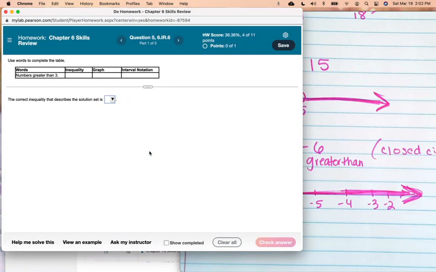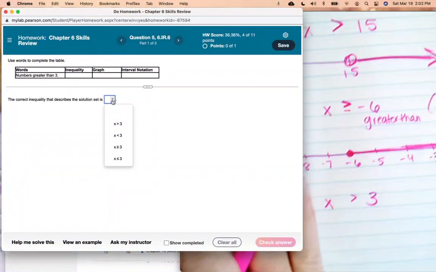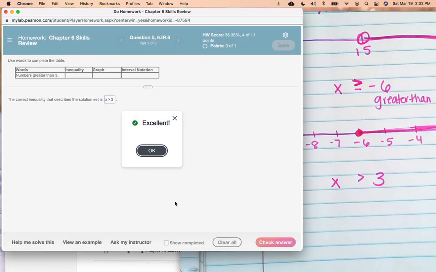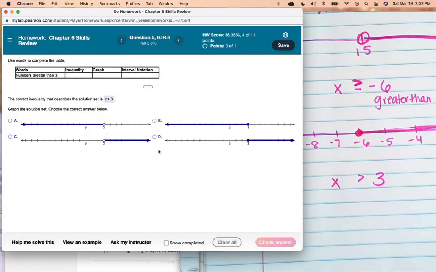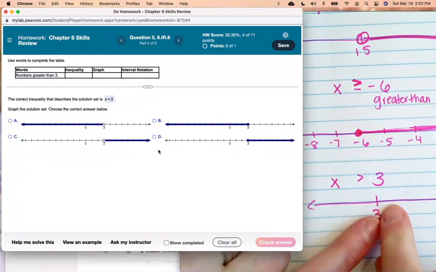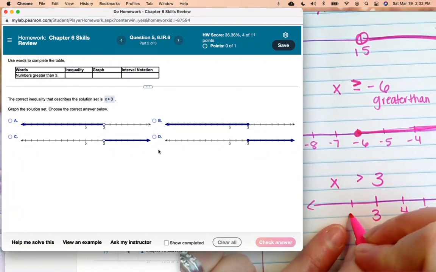It says numbers greater than 3. So correct inequality that describes the solution. So the inequality is x greater than 3. X is greater than 3. Check answer. The graph, it's going to be at 3, right? To the right means it's getting bigger. The left means it's getting smaller.